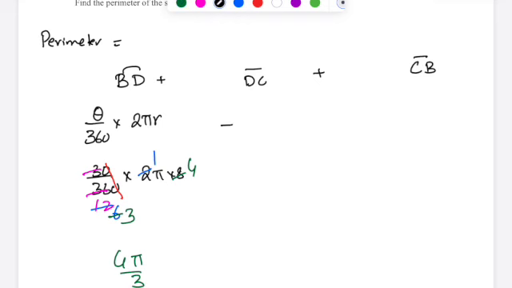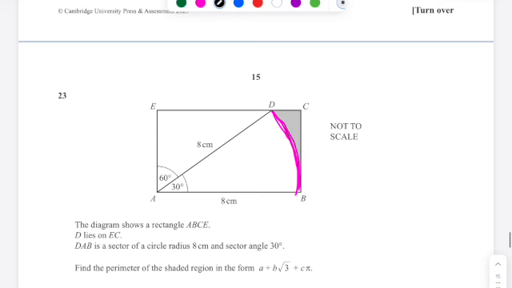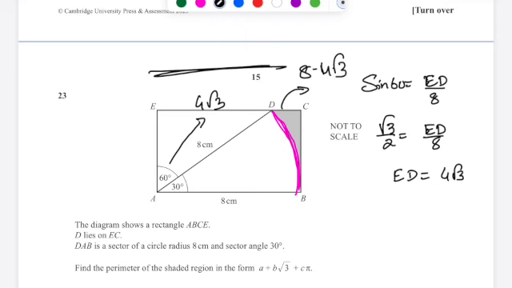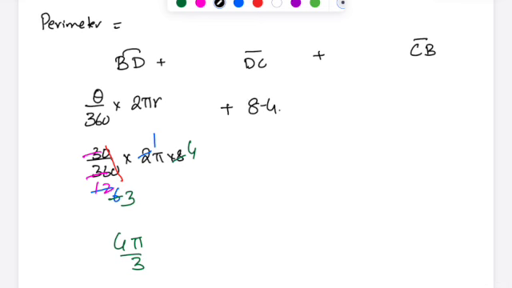Next, I need to find DC. Sine 60 is ED by 8. Sine 60 is opposite side by hypotenuse. Sine 60 is root 3 by 2, equals ED upon 8. So ED equals 4 root 3. So this length is 4 root 3. So this length will be 8 minus 4 root 3, because the total length is 8. So it is 8 minus 4 root 3.